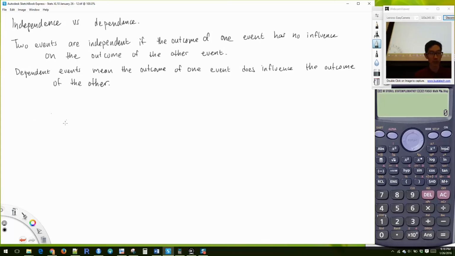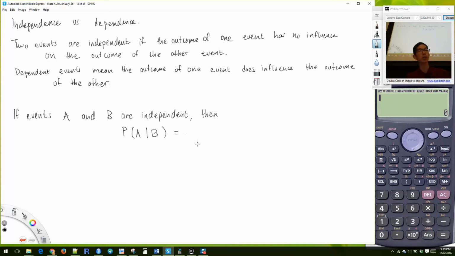So what does this look like? If events A and B are independent, then the probability of A given B is going to equal... so if A and B are independent, that means the outcome of B has no influence on the outcome of A, or the outcome of A has no influence on the outcome of B, okay? So I could ask you, what's the probability that A is going to happen? And you tell me the probability of A, okay?